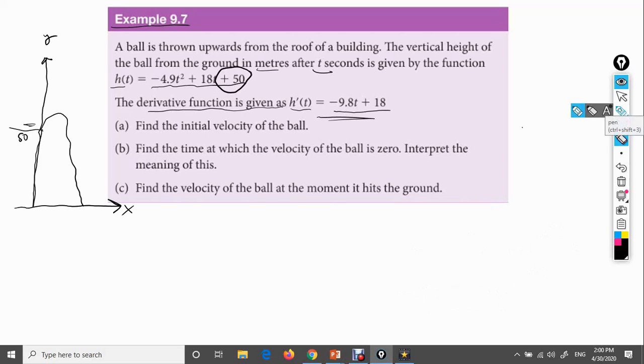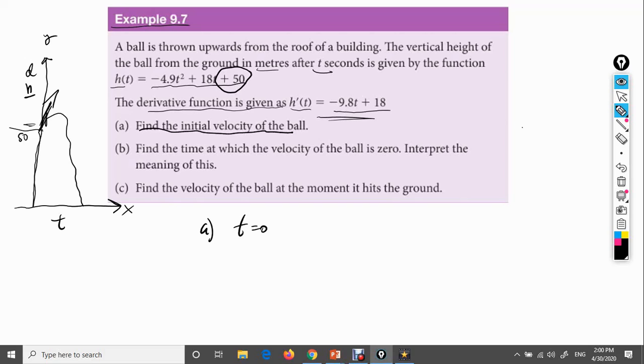Now the initial velocity is not 50, obviously, right? That's just the height. The initial velocity is given by the slope of this line, because if this is height and this is time, a slope would be height divided by time, that's distance divided by time, therefore velocity, right? So the initial velocity of the ball occurs at time equals 0.